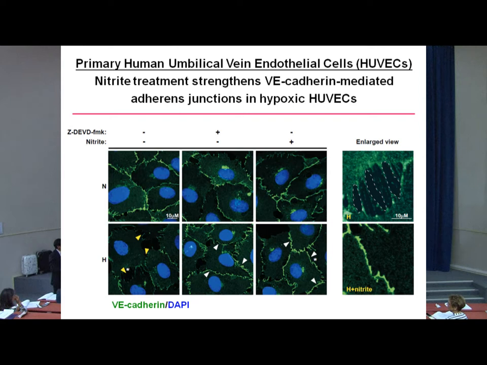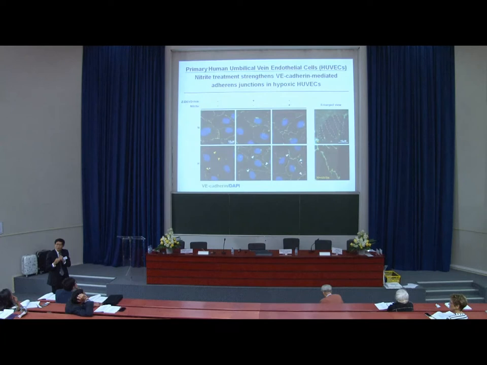The interesting thing here is that in response to nitrite treatment, you can see that the disruption of adherent junctions is pretty much reversed, suggesting that even under hypoxia, if you have enough nitrite, the right dose of nitrite, that would maintain the cell-cell adherence. And that is very important to keep the permeability.